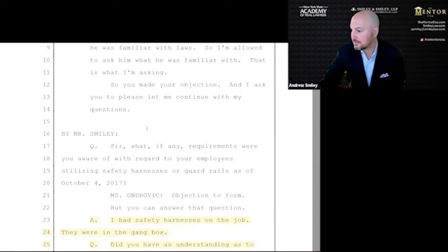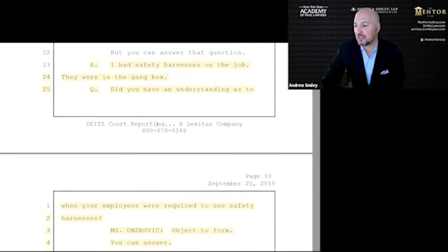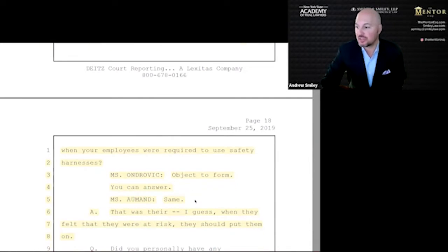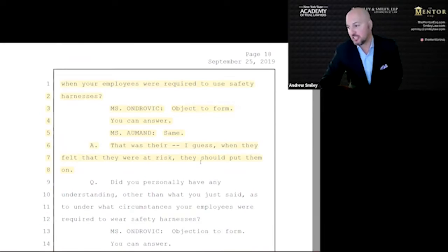Is it here? Okay. Now I'm asking about safety harnesses. And he basically says, yeah, I had them in the gang box. And I say, did you have an understanding as to when your employees were required to use them? He says that was there, I guess, when they felt that they were at risk, they should put them on. Of course, blame the victim. Well, when they thought they're at risk, they should use it.